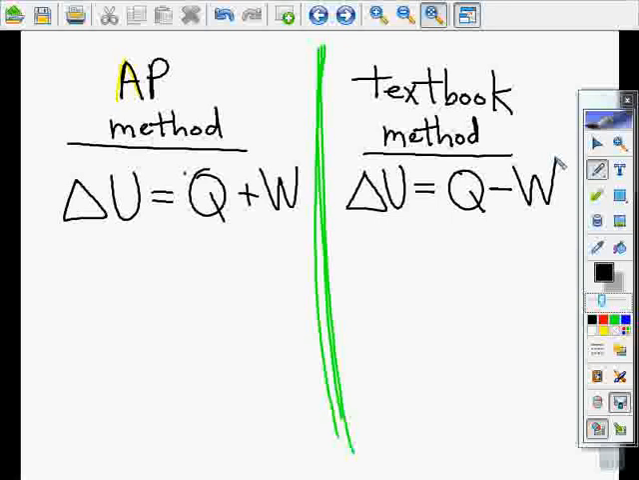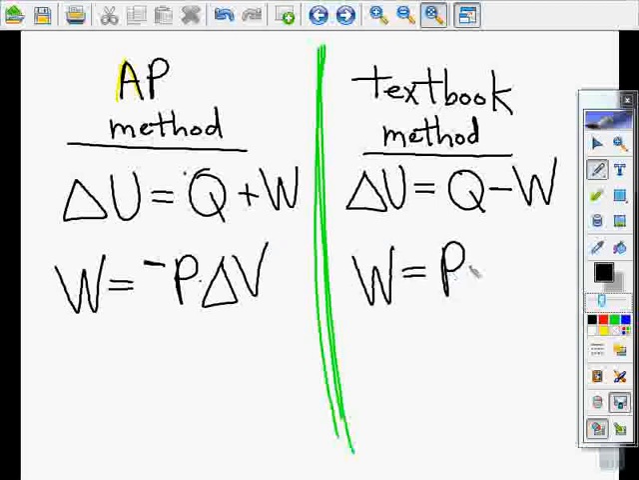When we write the work formula, it equals the negative of the pressure times the change in volume. The textbook doesn't have that negative problem. The textbook work formula is pressure times change in volume. So keep that in mind if you're ever looking at any of the sample problems. The textbook is using the opposite sign convention, S-I-G-N, when it comes to work. Sorry about that.